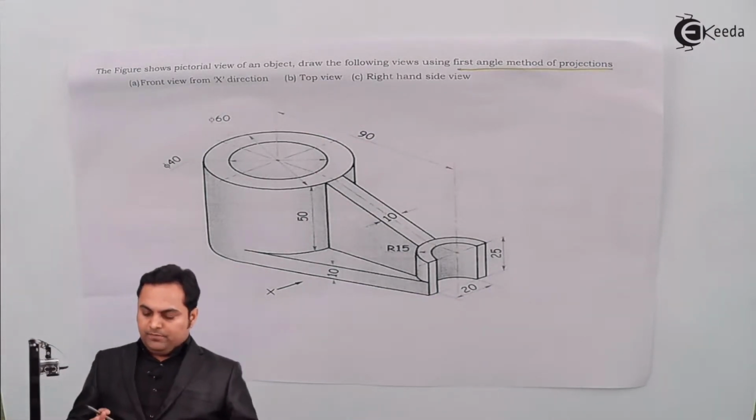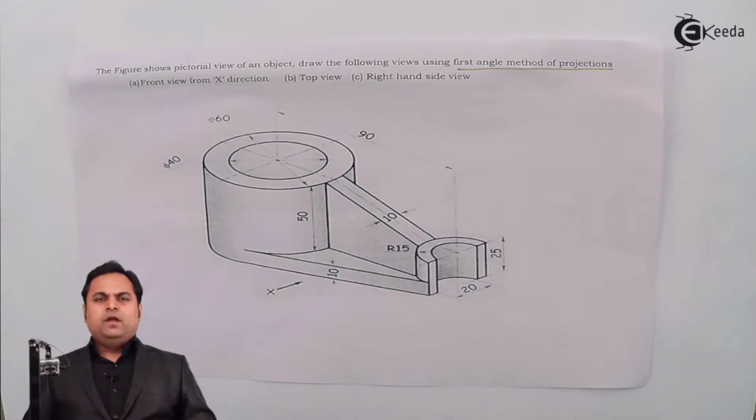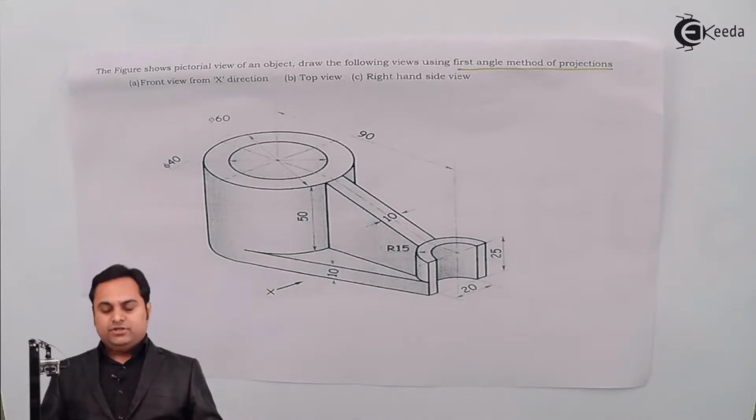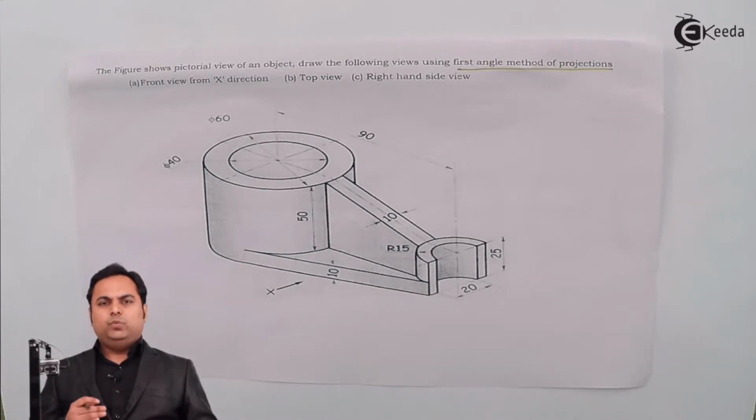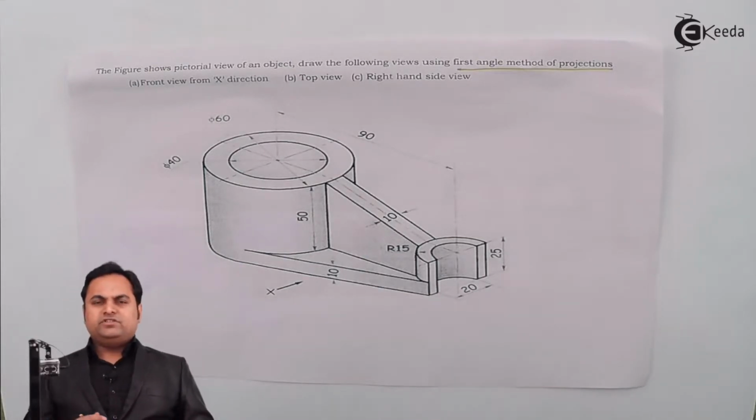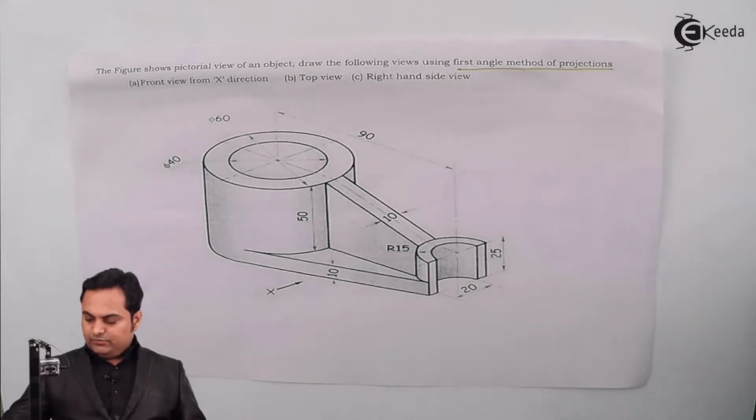So now before we start with this question, whenever we have questions related to orthographic projections, in that case we need to know how much is the total length of the object, total height and total width of the object. Then only we can start with the problem. So first I'll calculate how much is the total length, height and width, and then I'll write it down.